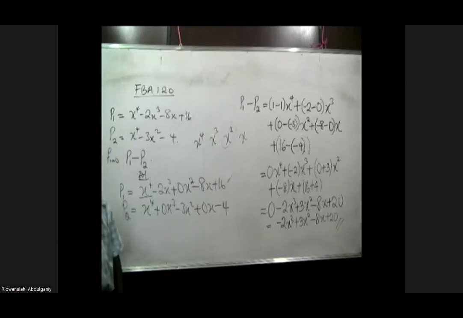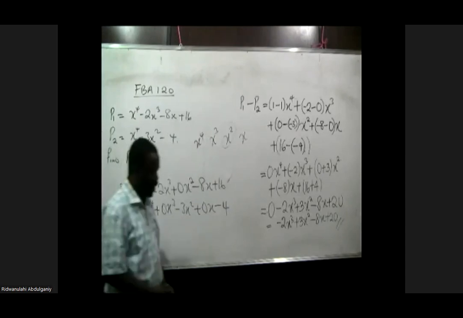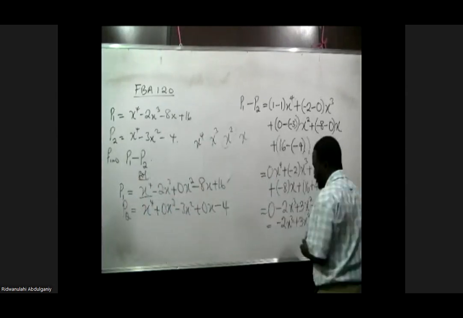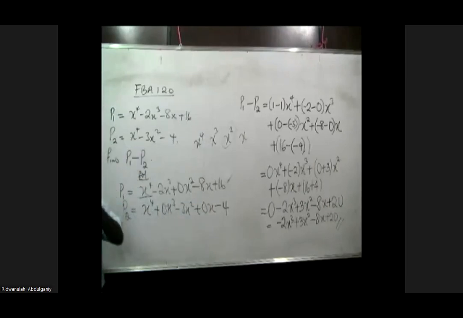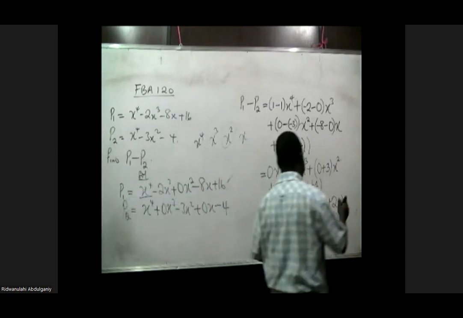Question, go ahead, please. On the answer we got, what if we leave it as 0 minus 2x raised to power 3 and the rest? Is it correct? It's correct. I'll mark it. But it does not make it beautiful. We want our answer to be beautiful. Do you understand me? Yes, sir.